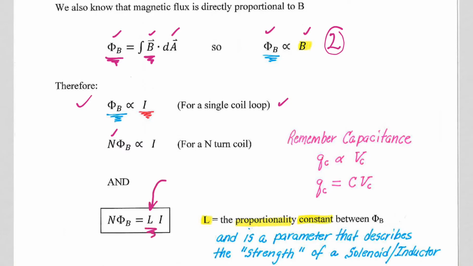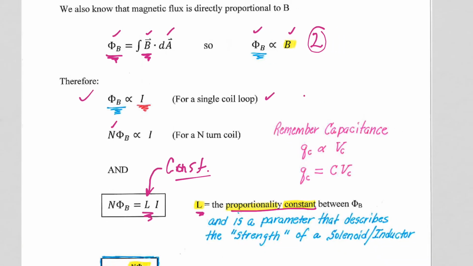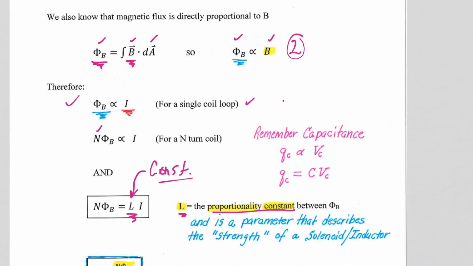So L, as I have highlighted here, so if you have a highlighter, you can take it out and highlight. L is the proportionality constant between the flux and the current through a coil. So it is a constant, and constant is going to be the key term. Remember capacitance. I know we talked about this in our last lesson, but let's make sure that we are really focused on the logic approach that we are taking.